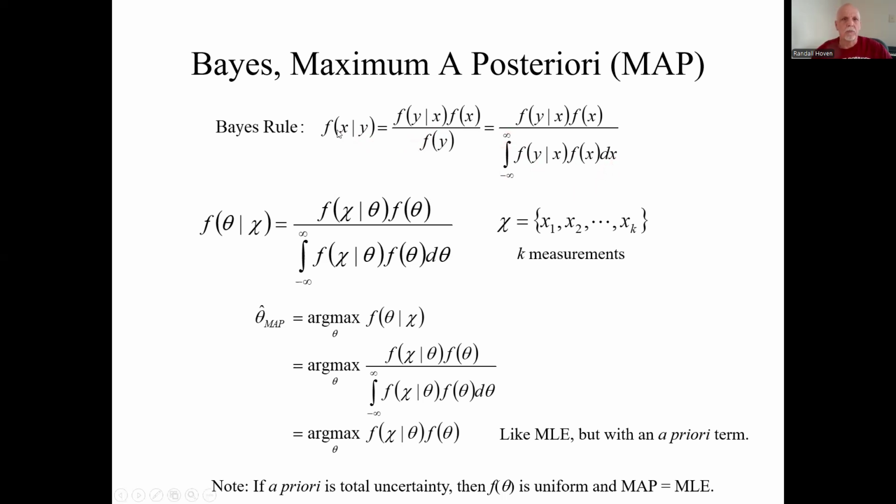Now let's see. Theta now is going to play the role of X up here. And this big X, or chi, is going to play the role of Y up here, and that is the outcome of K experiments, like we did with maximum likelihood. So we have this formula for this joint PDF.